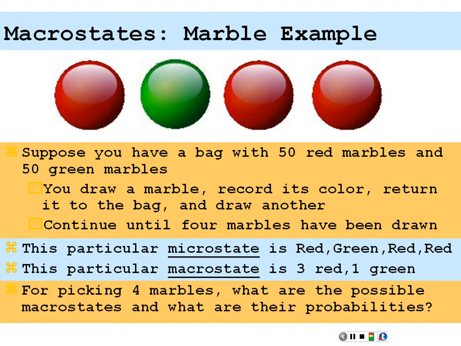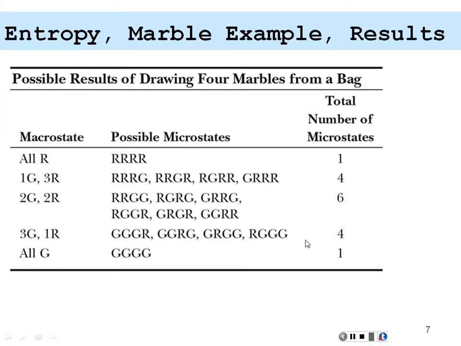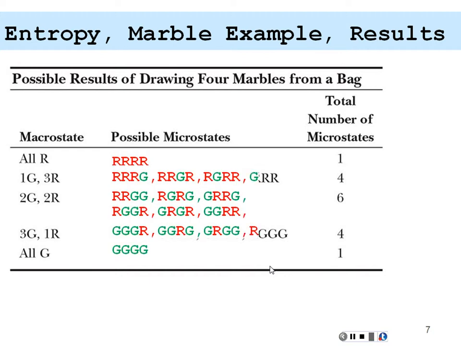For picking 4 marbles, what are all the possibilities? What are the possibilities of macrostates, and what are their particular probabilities? Let's take a look at that. Here's a graph, and here are possible macrostates on the side here, and possible microstates in the middle. And we can see that if we consider all the possibilities of us pulling out 4 marbles, there are 16 possible microstates altogether. 2 to the 4th power. So either red or green on the first one, red or green on the second one, red or green on the third one, red or green on the 4th one. 2 to the 4th power, 16 possibilities.